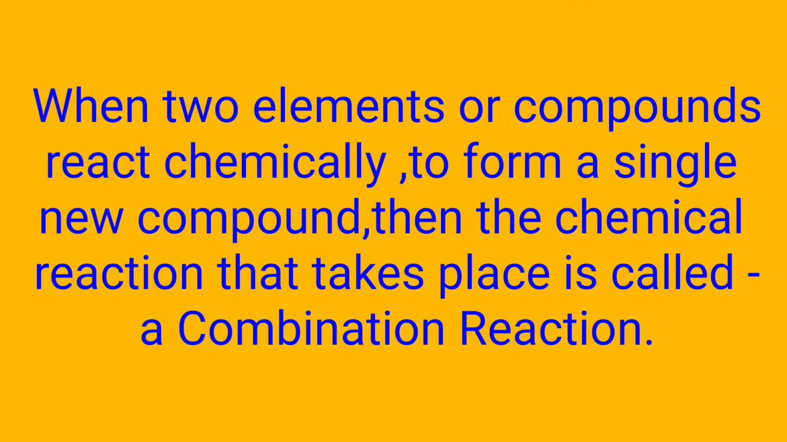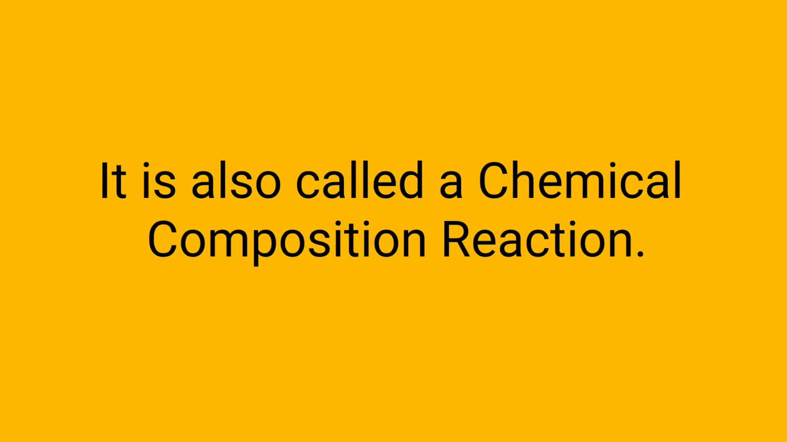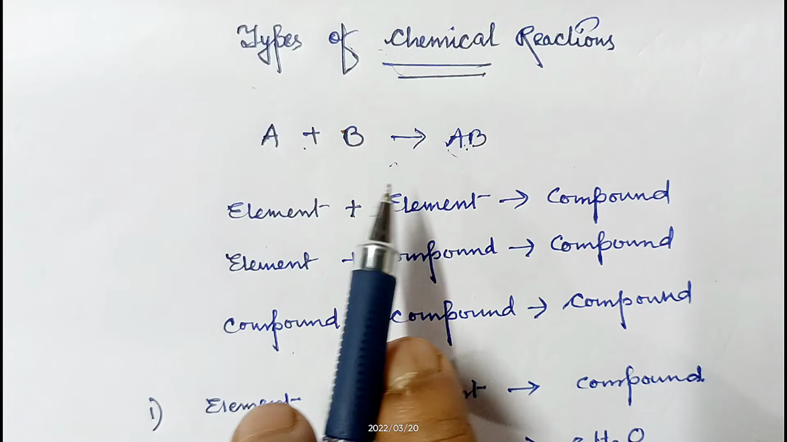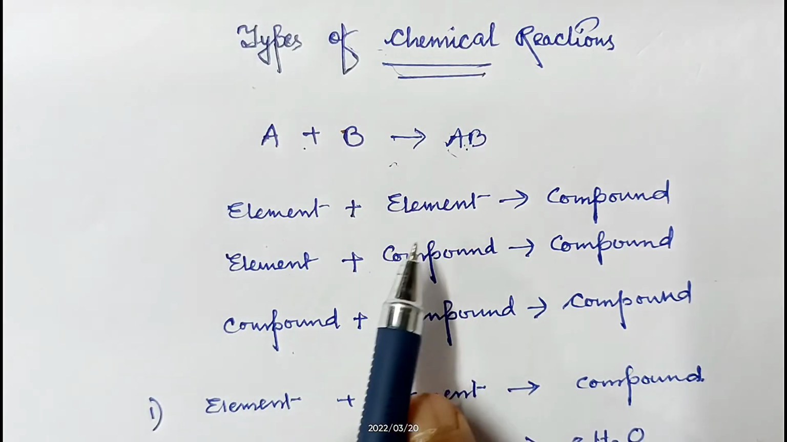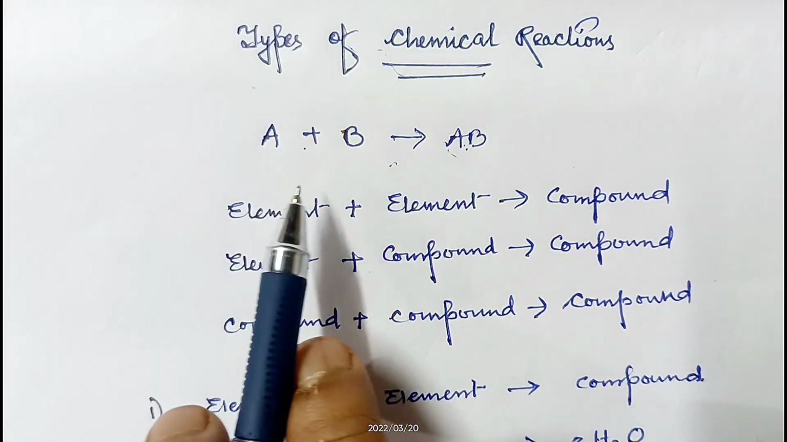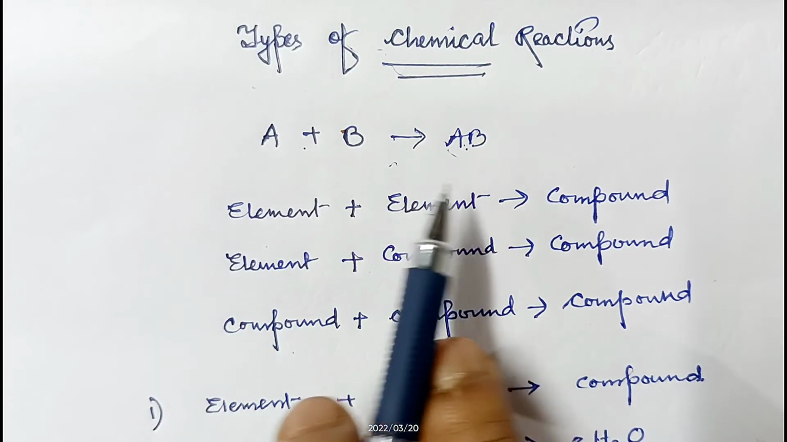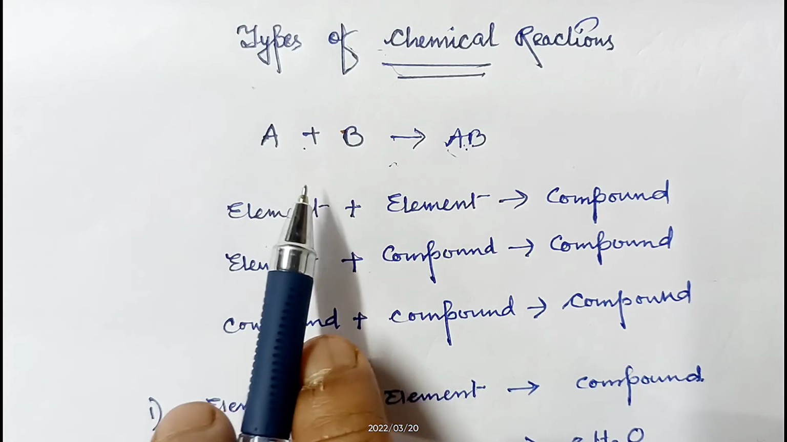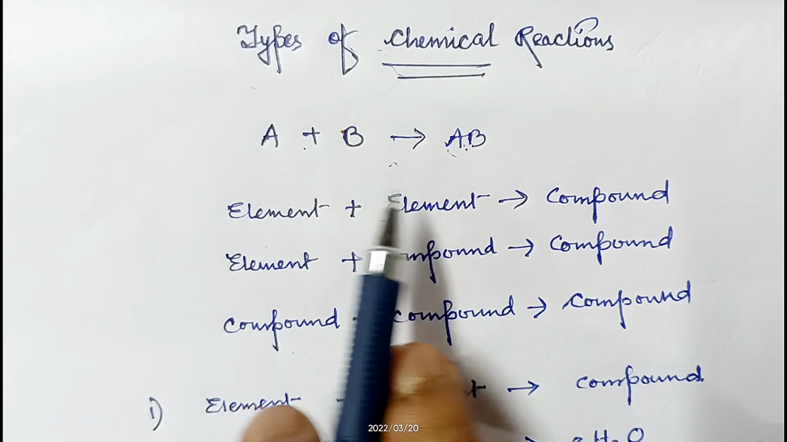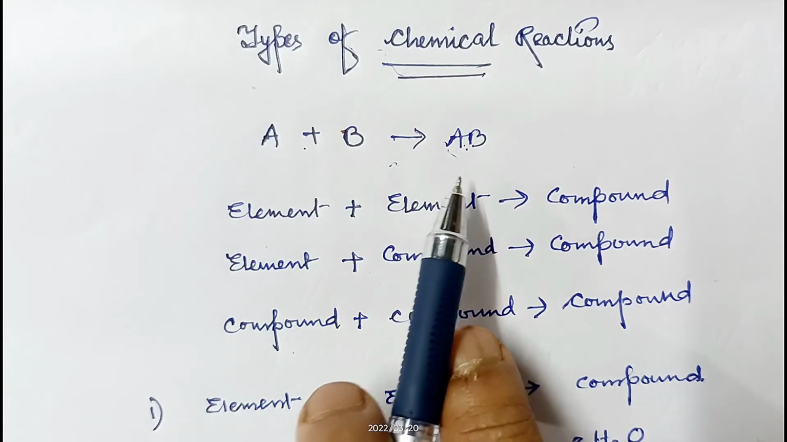Now what is a combination reaction? When two elements or compounds react chemically to form a single new compound, then the chemical reaction that takes place is called a chemical combination reaction. It is also called chemical composition reaction. A combination reaction is generally represented as A plus B gives AB, where A and B are elements or compounds and AB is the newly formed compound.